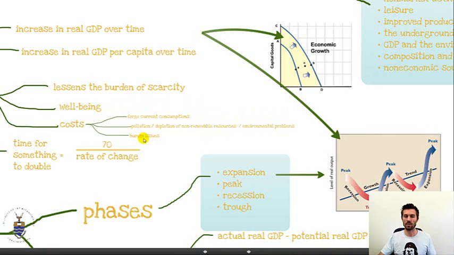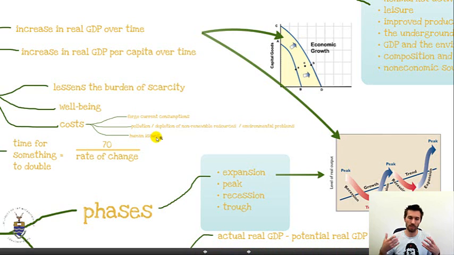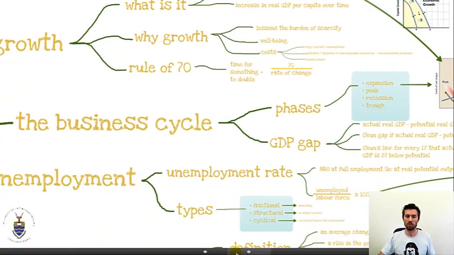And of course, with growth, there are these human issues, in terms of abuse of labor, cheap labor in Asia producing our Nike shoes. It's good for us, but it's not really good for them. And what we find with our growth is that it does tend to go up and down and up and down, and that leads us to what we call the business cycle, and that will be our next video.